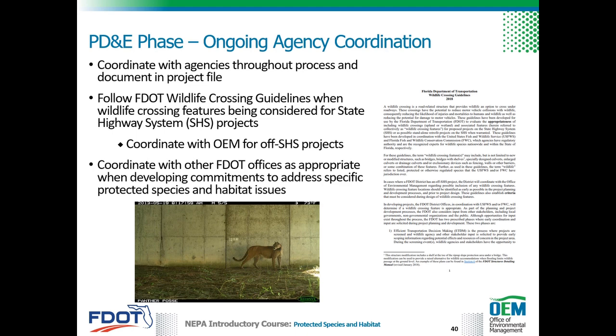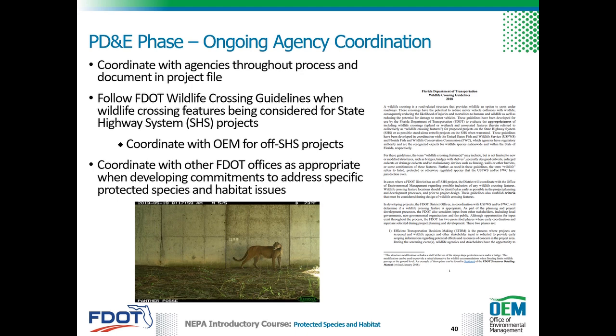When wildlife crossing features are being considered, follow the FDOT Wildlife Crossing Guidelines. These guidelines were developed in coordination with the U.S. Fish and Wildlife Service and FWC. Wildlife crossing feature locations should be identified as early as possible in the project planning and development processes and prior to project design. The guidelines were developed for use by FDOT to evaluate the appropriateness of including upland or wetland wildlife crossings and associated features for proposed projects on the state highway system, and establish criteria to be considered during design.